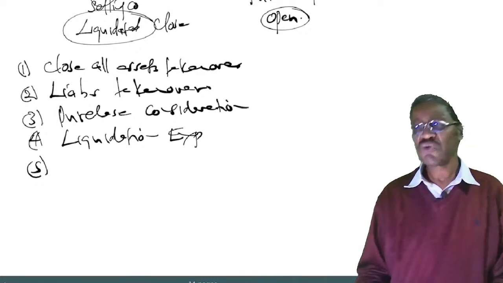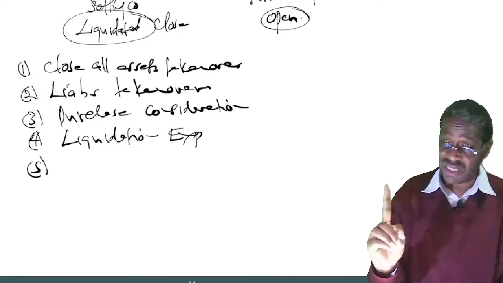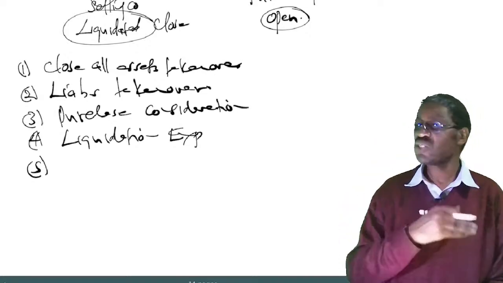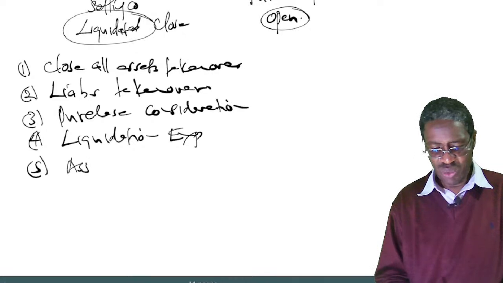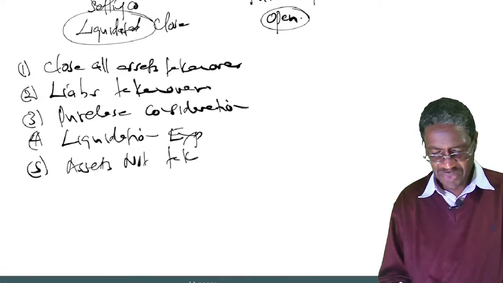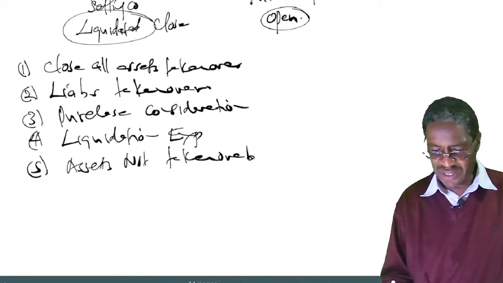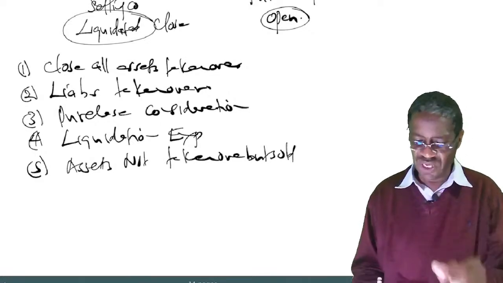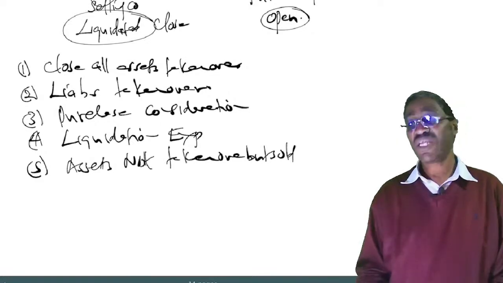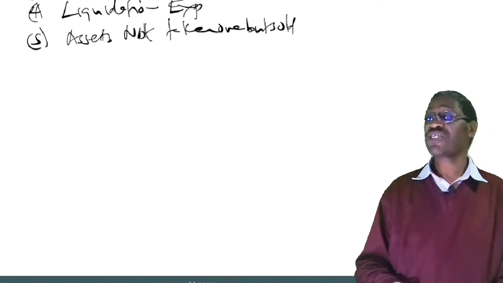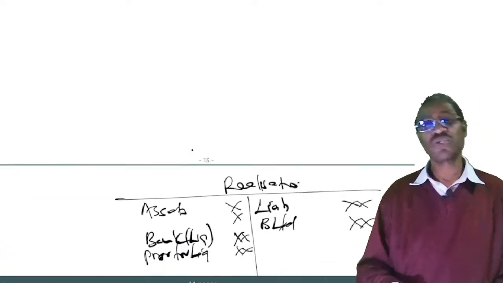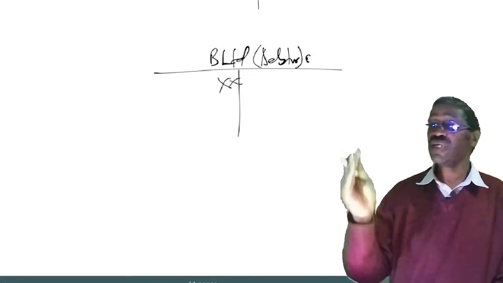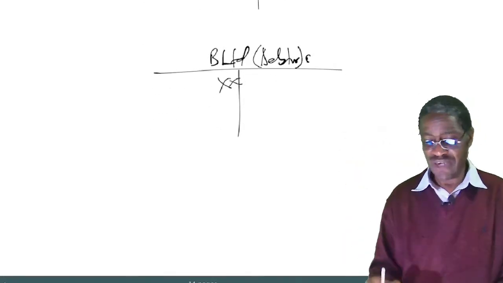So we said, if there are any assets which were not taken over by B, but you, company A, decided to sell them on your own, that's what we said: assets not taken over by the purchasing company, but sold by you, the selling company. You could have sold your motor vehicle or your furniture or your building if B did not want to take it over. We said when you sell it, you debit bank and you credit the asset.